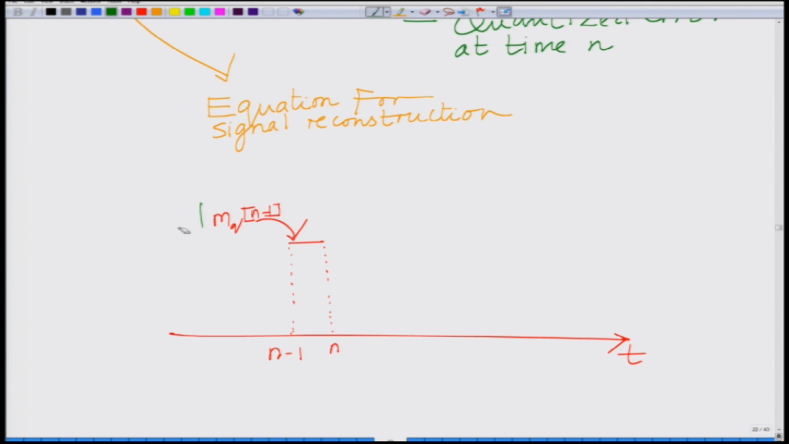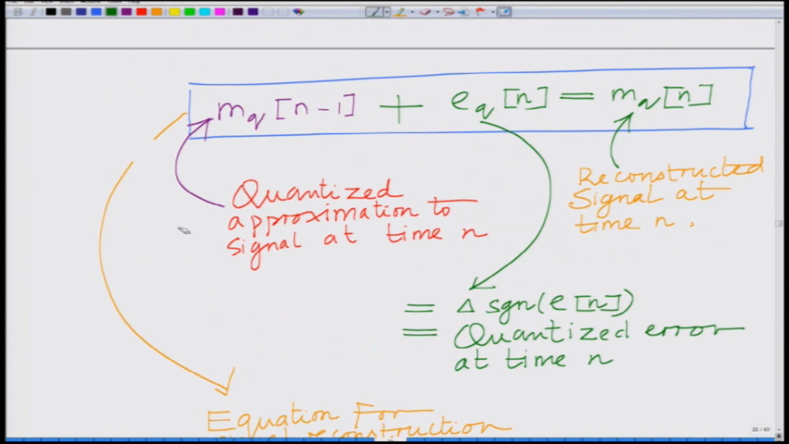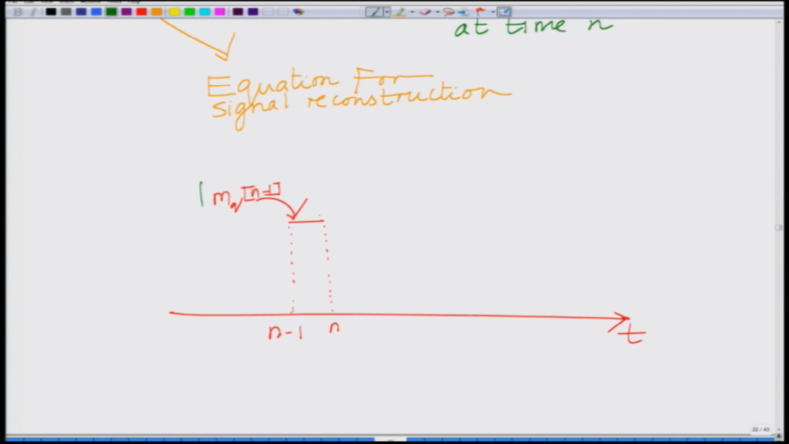So, MQ[n-1] is a reconstruction. Note that MQ[n-1] is a quantized approximation to the signal at time instant n, as well as the reconstruction at time n minus 1. That reconstructed level of the signal at time instant n minus 1 is itself an approximation to the signal at time instant n. Alright. So, naturally, to this I add the quantized error.